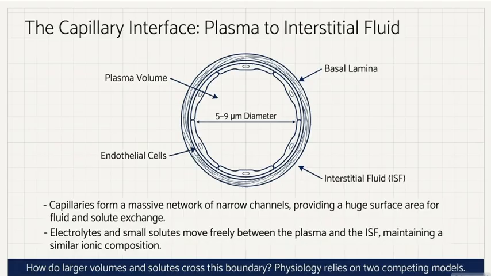However, proteins largely remain intravascular. This becomes crucial in understanding oncotic pressure. Now the key question is, how exactly does the fluid move across this interface? This is explained by two models, the classic Starling model and the modern glycocalyx model.